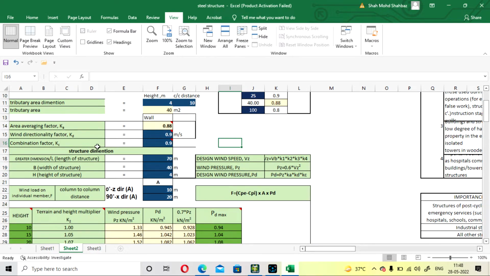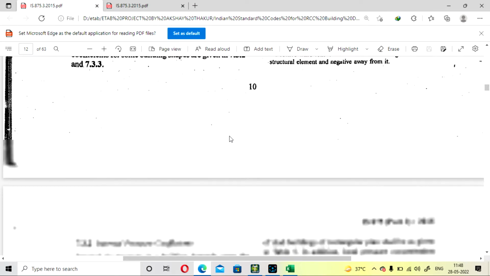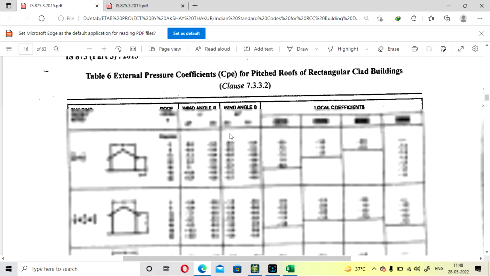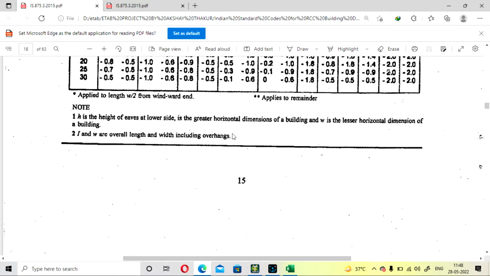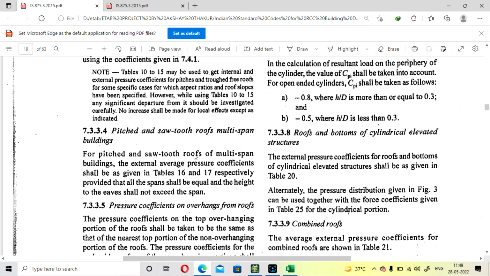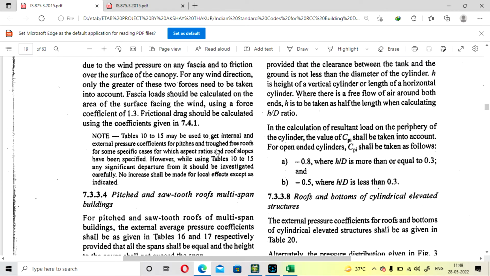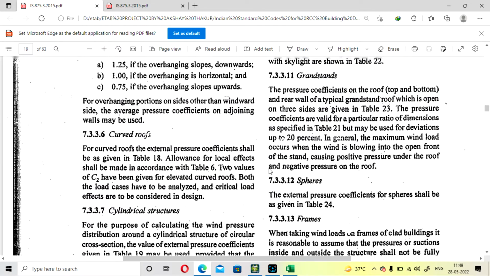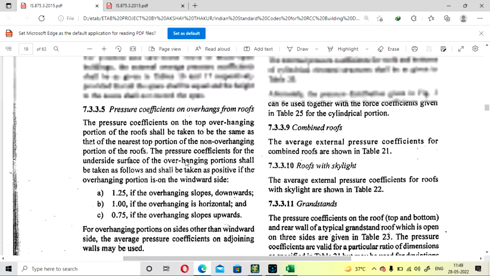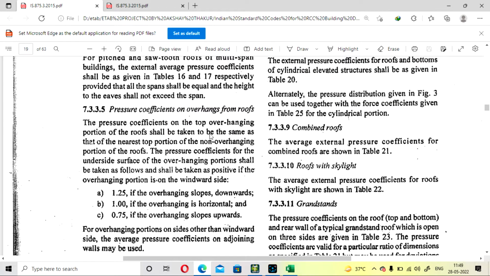Similarly, the combination factor Kc will be on page number 16. It is shown, page number 16. I'm showing you in the code because you can also go through the code, because it is important. Without the code you can't design any of your structure. You have to study the code. Maybe I am not able to apply all the factors, so you can go through the code also and check if I am right or wrong.